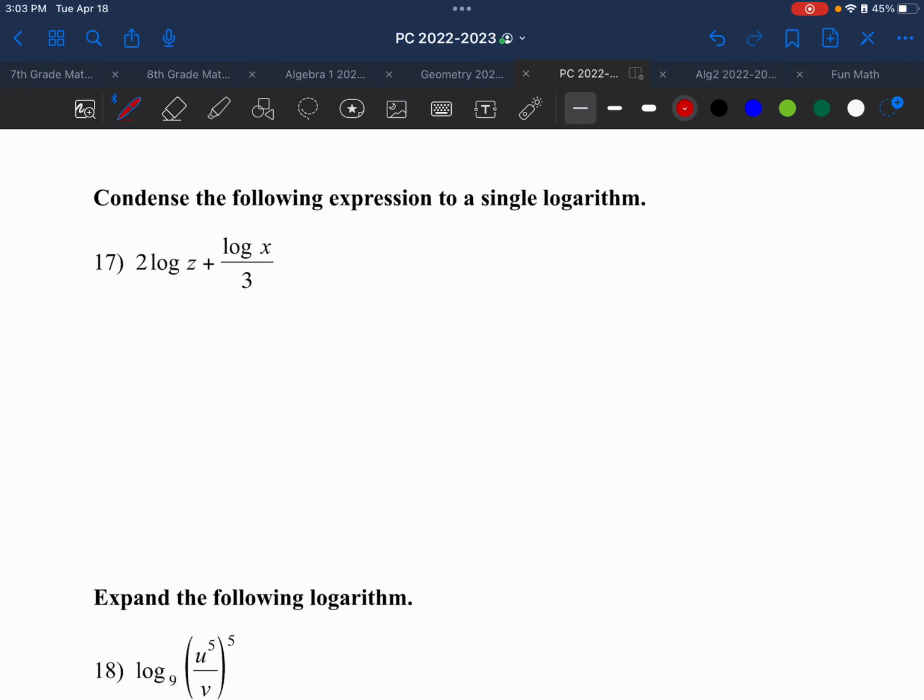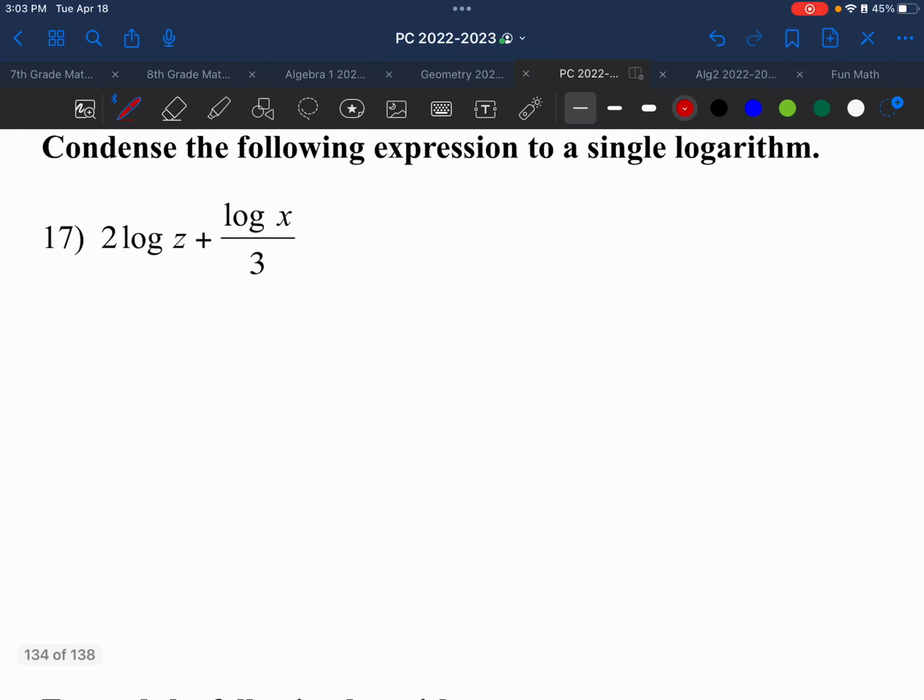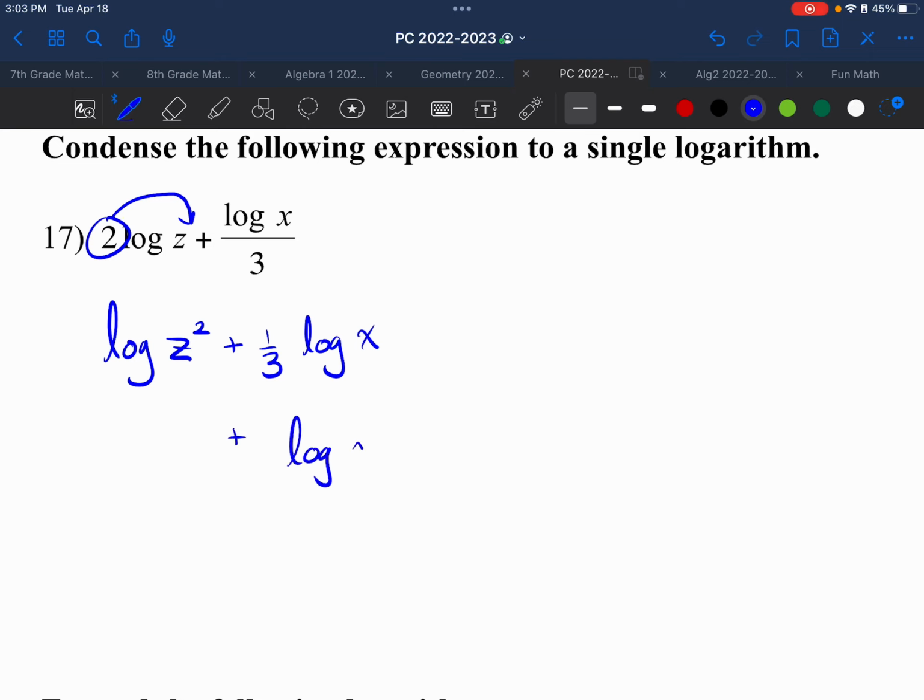Condense the following expression into a single logarithm. All right, well, as a reminder, we are allowed to bring u up here, so this is now log of z squared. And the same type of thing, this is going to be a little bit more of a process. This is the same thing as plus 1/3 of log of x. And this right-hand side can also be thought of as taking our 1/3 and bringing it up to the power. So it's to the power of 1/3. And that left side is not going to change.